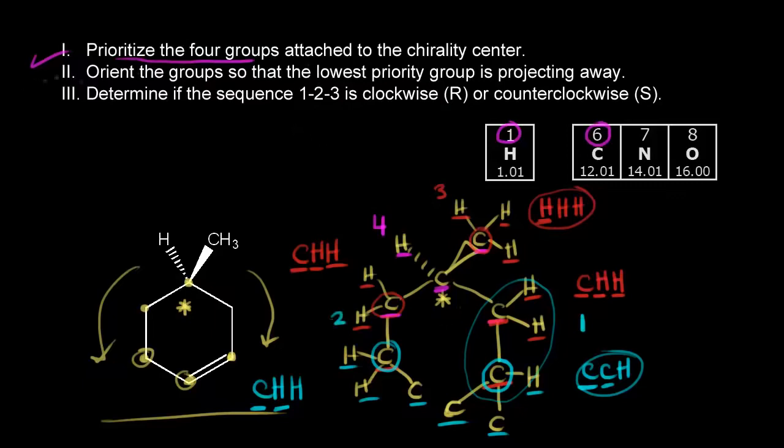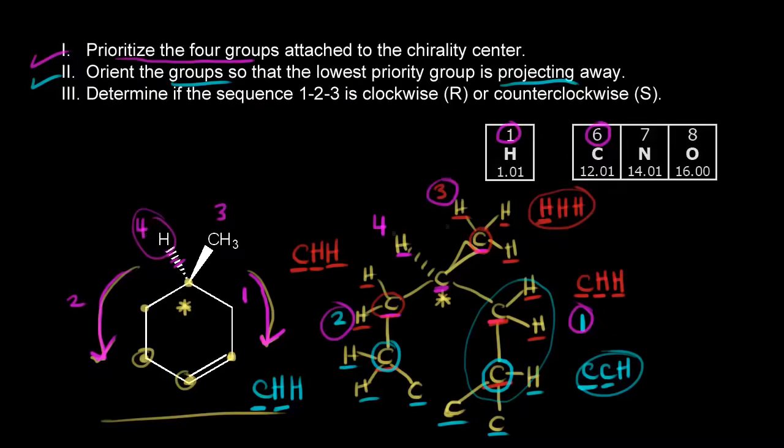So now we're ready for step 2. Orient the group so the lowest priority group is projecting away from us in space. So let's go back to our original dot structure here. We said that this way around the ring was the highest priority, so this got a number 1. Next, going this way around the ring was second highest priority, so a number 2. Our methyl group was a number 3, and our hydrogen was a number 4. Our lowest priority group is going away from us. Our hydrogen is on a dash, so that's going away from us in space.